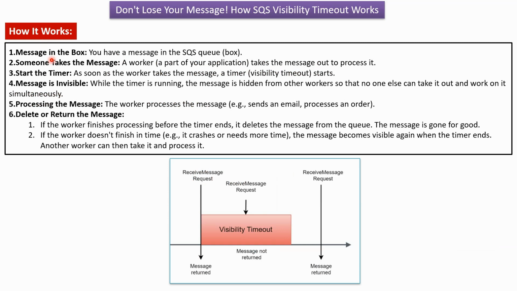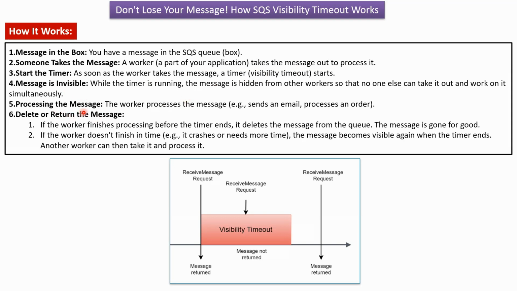First, message in the box. You have a message in the SQS queue or the box. Second, someone takes the message. A worker or part of your application takes the message out to process it. Third, start the timer. As soon as the worker takes the message, the timer or visibility timeout starts. Fourth, message is invisible. While the timer is running, the message is hidden from other workers so that no one else can take the message out and work on the message simultaneously.